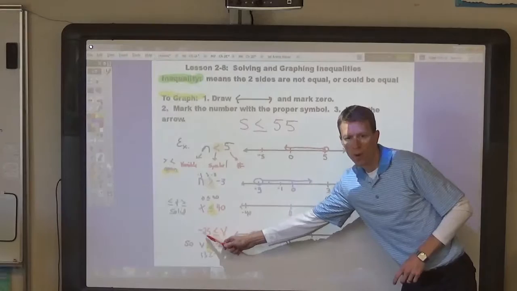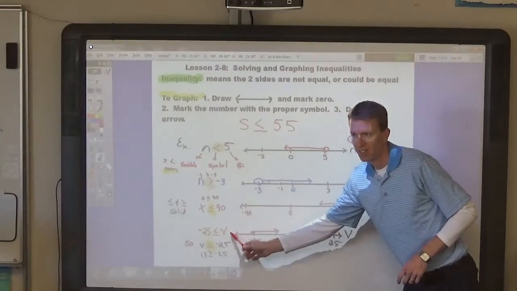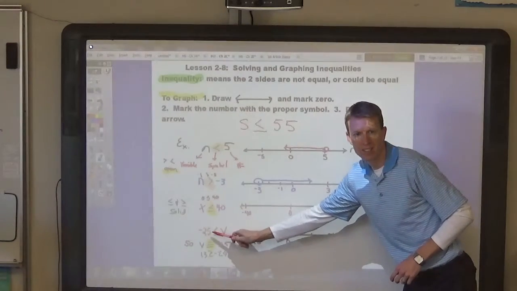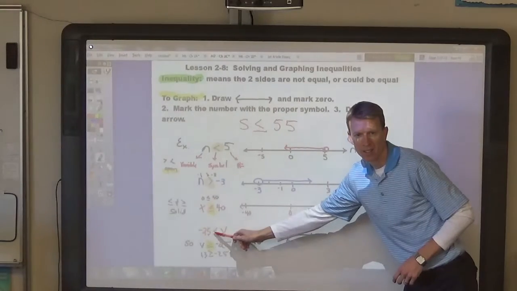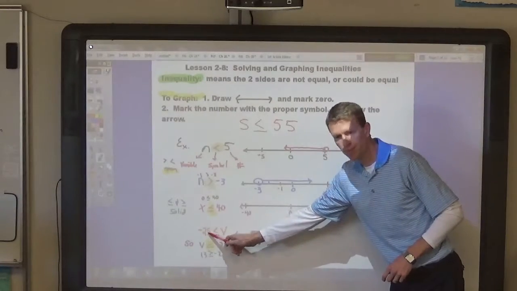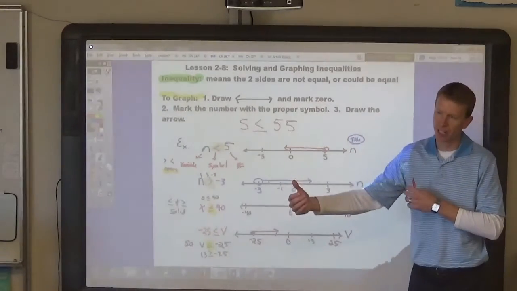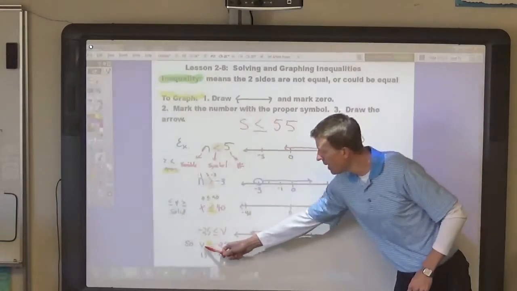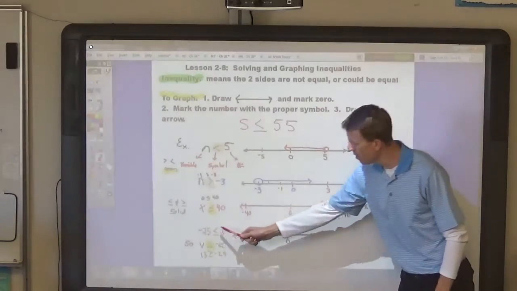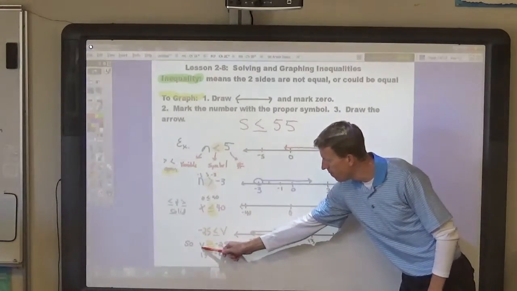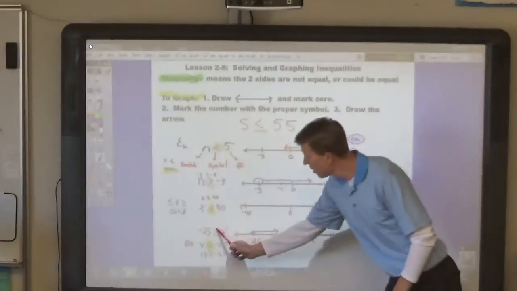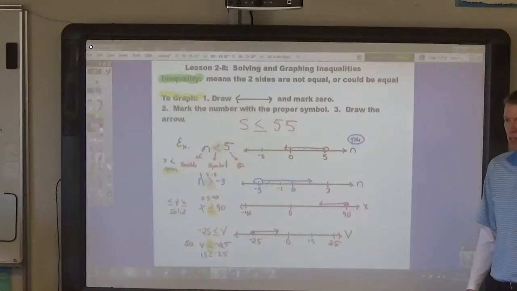So in this case, when the number is written first, you cannot draw the arrow the same direction as the symbol is pointing. That only works when the variable is written first. When the number is written first, you have to draw it in the opposite direction, or you have to rewrite it so that the variable is written first. So we can rewrite this as v is greater than or equal to negative 25. That means the same thing. We just turned that sentence around so that the variable is written first.